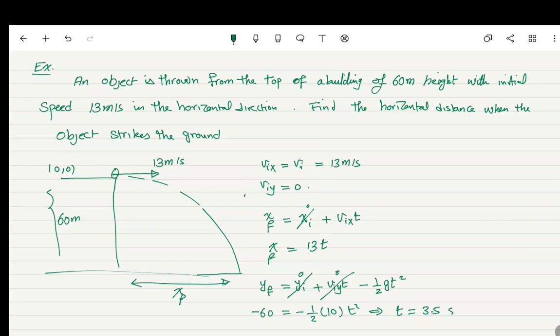If we substitute this time back in this equation here, you will find x final equals 13 multiplied by 3.5 seconds, which equals 45.5 meters.